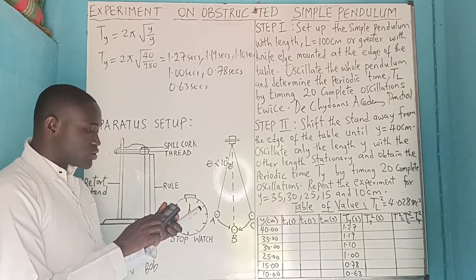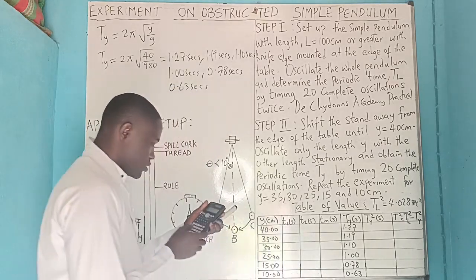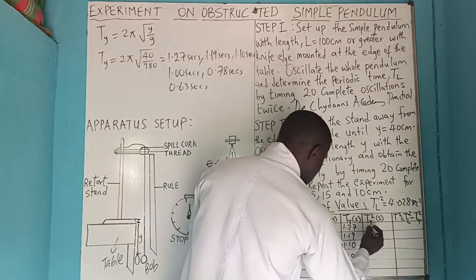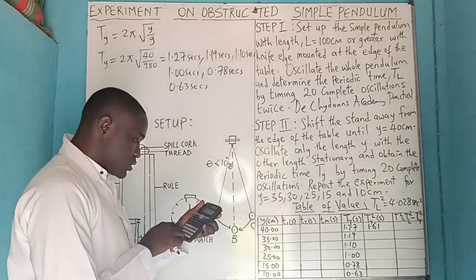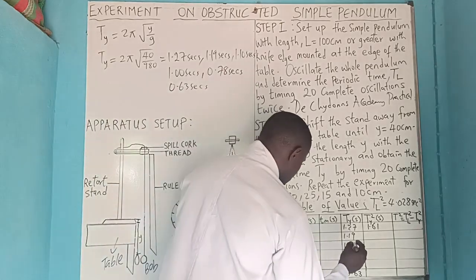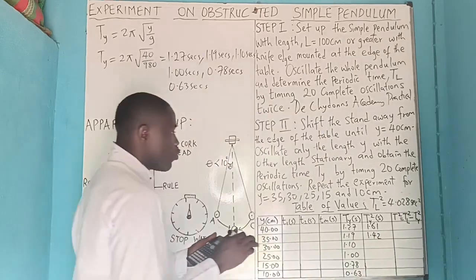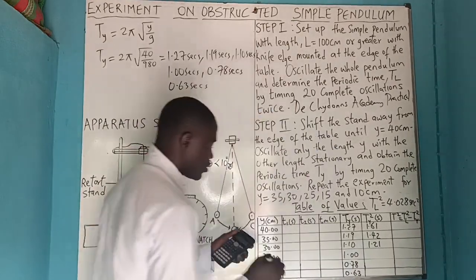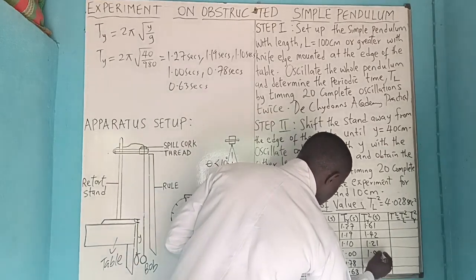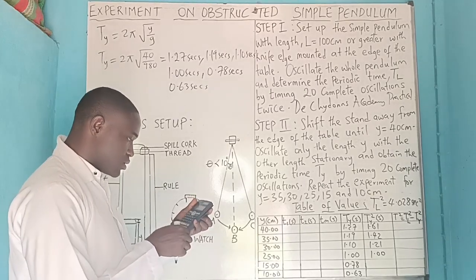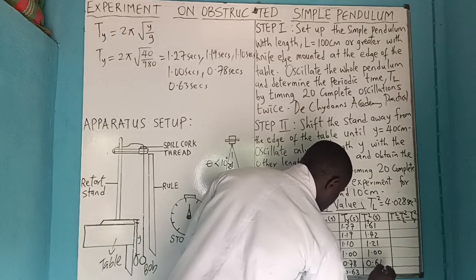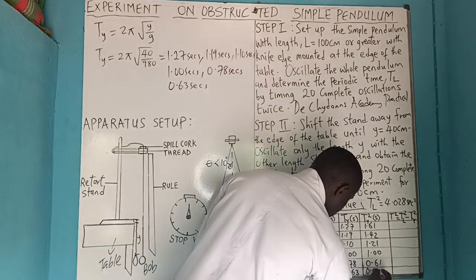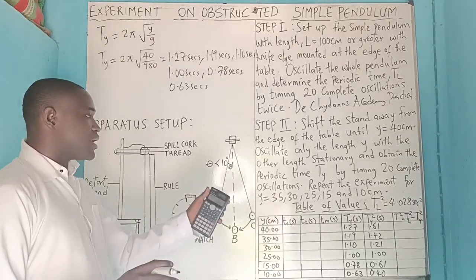Now to get our Ty squared, we will start squaring everything. 1.27 squared will give you 1.61. 1.19 squared, 1.42. 1.1 squared, 1.21. 1 squared is what? 1. 0.78 squared, 0.61. 0.63 squared, 0.40. Okay, that is about your Ty squared.